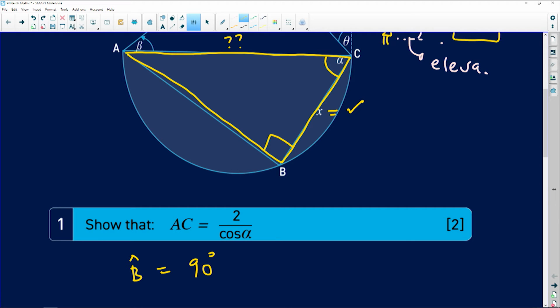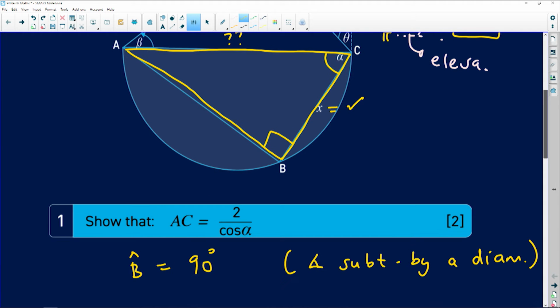So angle B is equal to 90 degrees, and the reason is because this is an angle that is subtended by a diameter. An angle that is subtended by a diameter will always be 90 degrees. Now, once I have this, I can then start applying either the sine rule or the cosine rule, or I can even use SOHCAHTOA because this is actually a right-angled triangle.